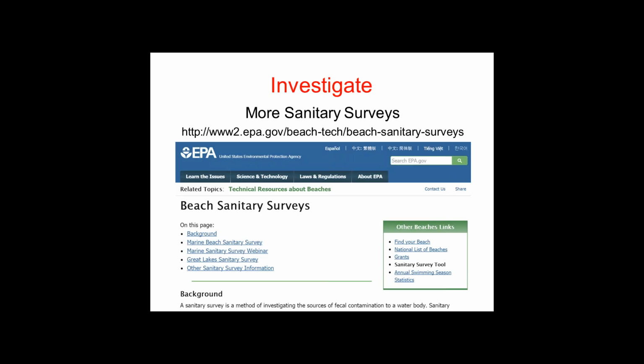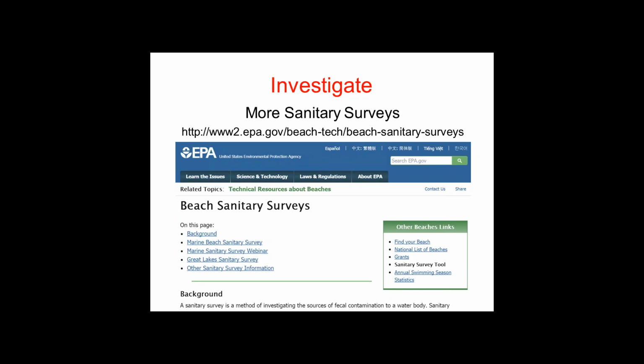So investigations. One of the first things you're going to have to do, you've got to figure this out. You've got to do your homework, do some more sanitary surveys. There's a routine sanitary survey. There's an annual sanitary survey. They give different level pictures of your beach. You want to map it. Look at upstream sources. Is there a creek? Is there a storm drain? What are all the inputs that are coming to your beach?